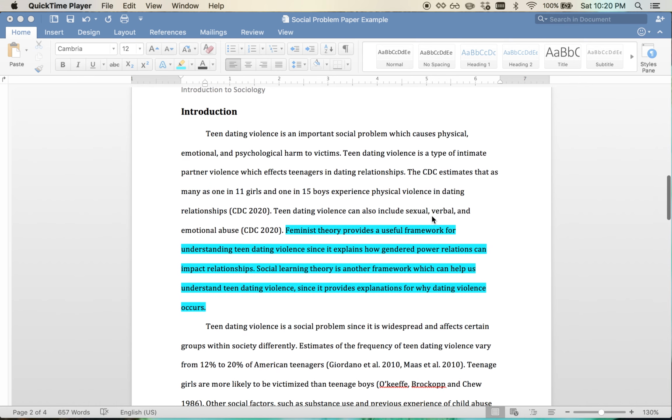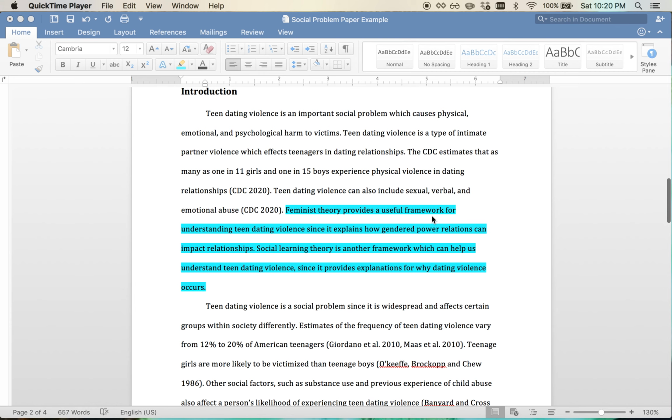So the first thing you're going to write is an introduction to your paper. And I've written out my introduction section so you can see. Yours may be longer than this, but I've written out what I want the introduction section to do. So I'm writing on teen dating violence. And I want to say in my introduction section that what I'm writing about is a social problem and what teen dating violence actually is. It's a type of intimate partner violence that affects teenagers in dating relationships. I've also included some information about the prevalence of the problem.